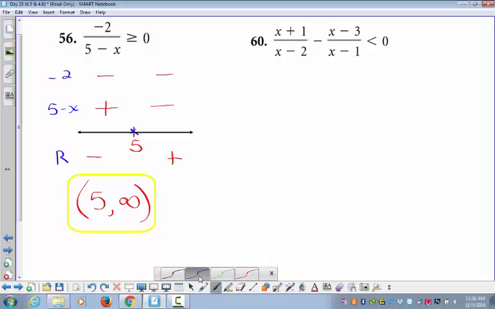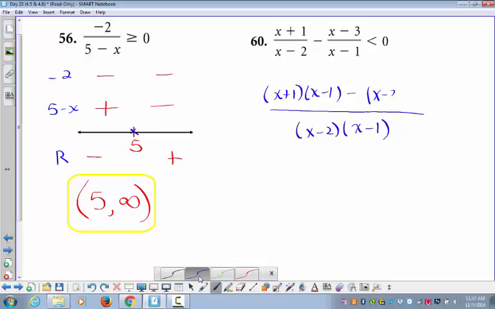All right, let's go over to this guy. So here, what we have to do is get a common denominator. And the common denominator is going to be the product of the two denominators. So we're going to multiply numerator and denominator of the first fraction by x minus 1, numerator and denominator of the second fraction by x minus 2. Then we'll have a common denominator. So we have to turn it into a single fraction with multiplication all over the place. Multiplication and division.